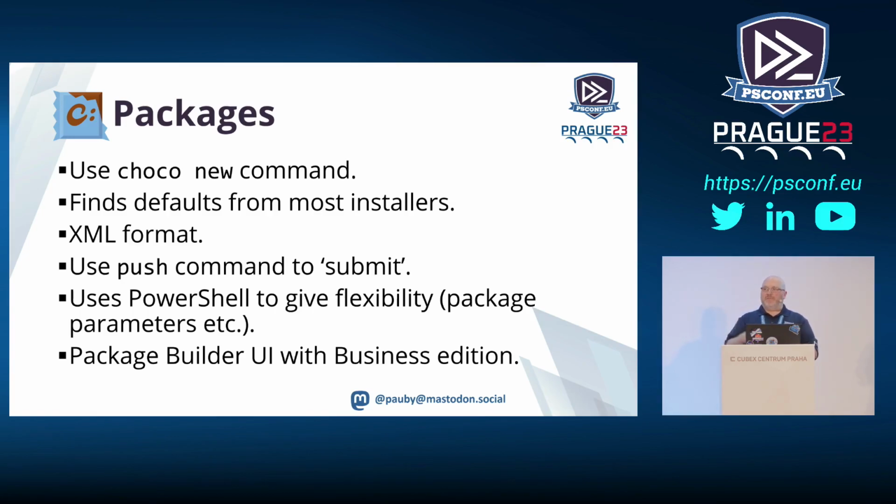You use the push command again to submit. You submit to the Chocolatey Community repository or push the package to your internal repository. Same sort of thing, except as I said, Winget will submit its pull request to the community repository. It uses PowerShell to give that flexibility, so package parameters.